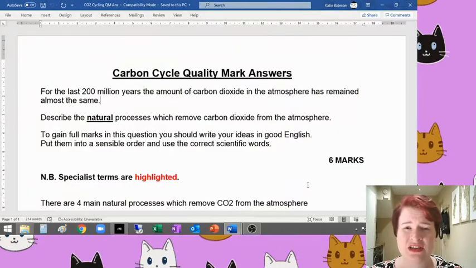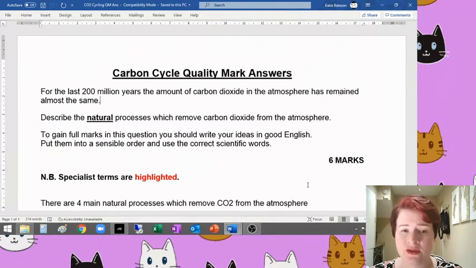So first job, let's actually have a look at the task at hand. So this was the task. It said, for the last 200 million years, the amount of carbon dioxide in the atmosphere has remained almost the same. Describe the natural processes which remove carbon dioxide from the atmosphere. To gain full marks in this question, you should write your ideas in good English, put them in sensible order, and use correct scientific words.